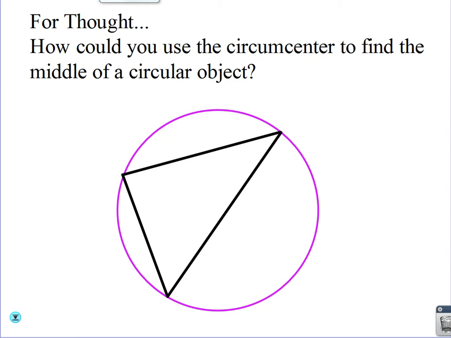Where's the center located? Find the perpendicular bisectors. Do you have to do it for all three sides? No. Find the perpendicular bisector of two sides. If you want to do all three to check yourself, that's fine. The center of this circle, the circle that goes around this triangle, will be where the three perpendicular bisectors cross.